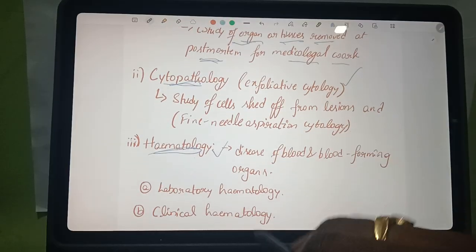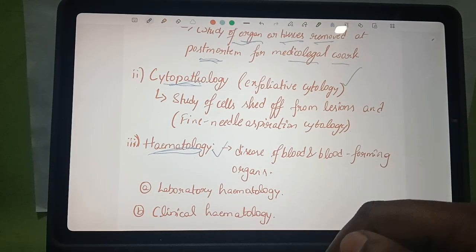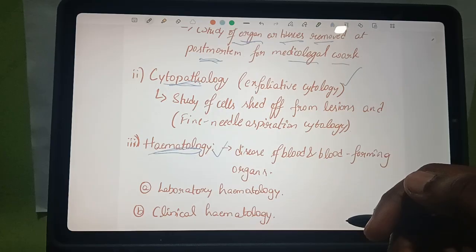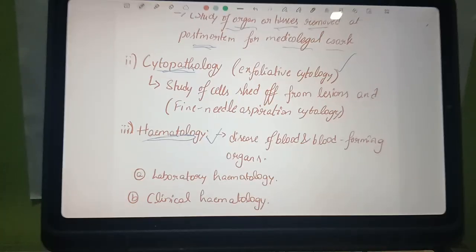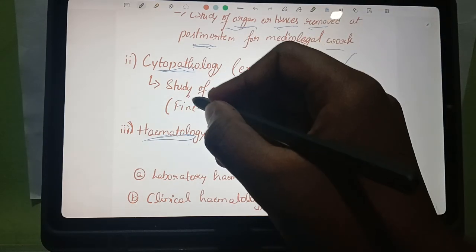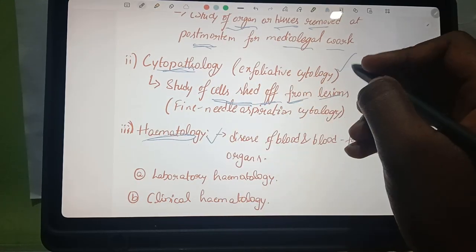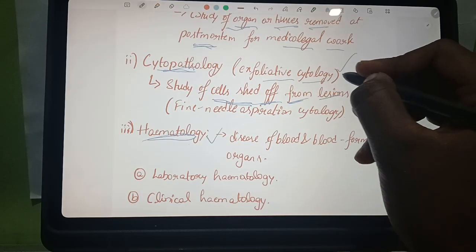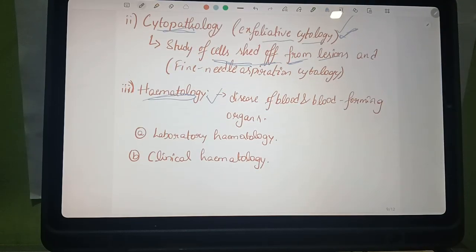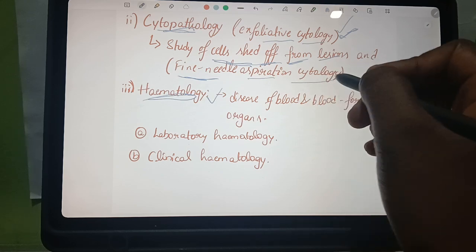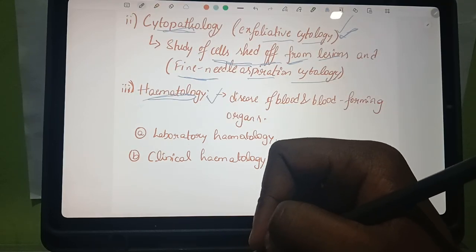Okay, and then second type, cytopathology. In cytopathology, it is a study of cells shed off from lesions. Means exfoliative cytology, and we will do fine needle aspiration. So we call this fine needle aspiration cytology for diagnosis.